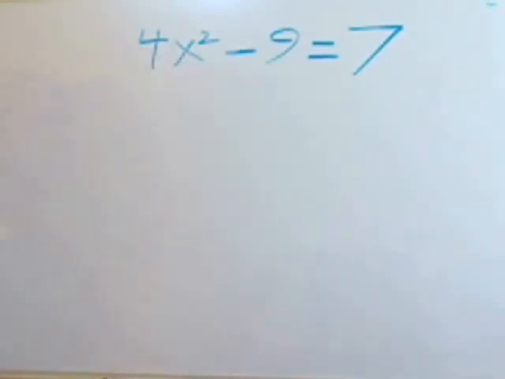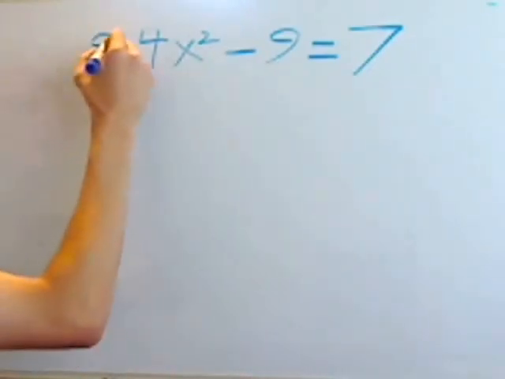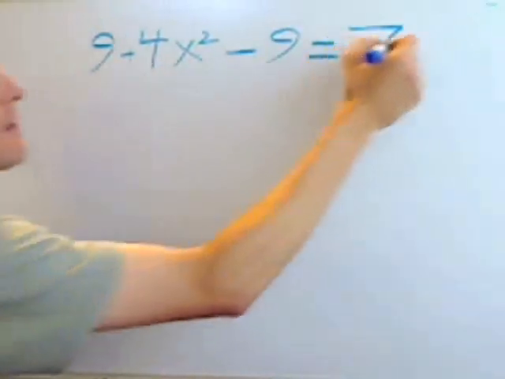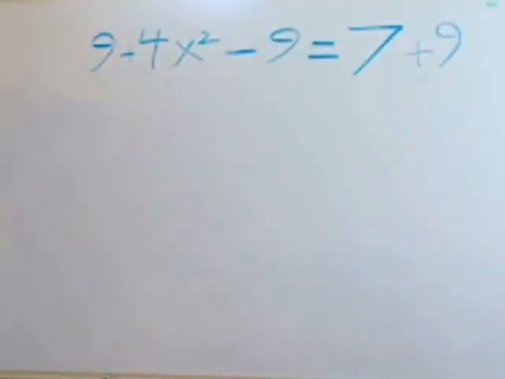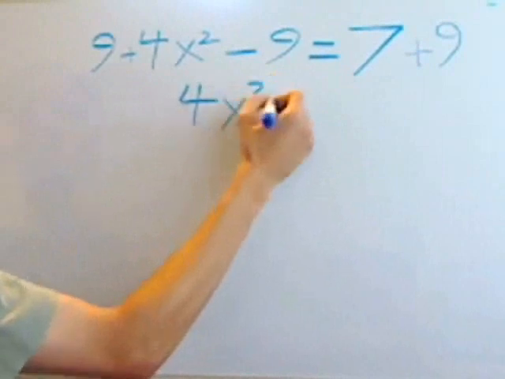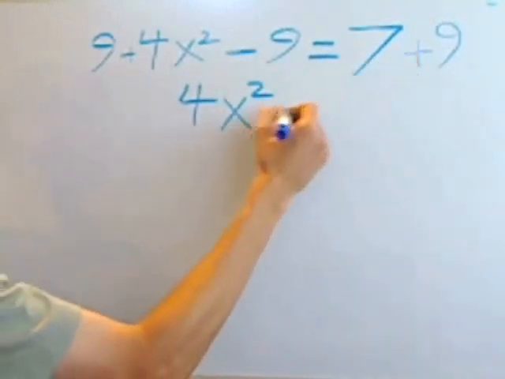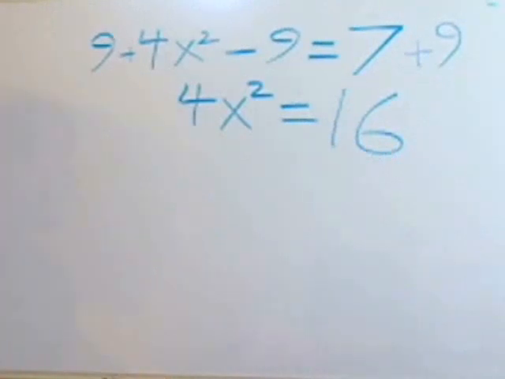So what we're going to do first to do that is add 9 to both sides. So let's go ahead and add 9 to both sides of this equation here. 9 minus 9 is 0, we're left with 4x squared. 7 plus 9 is 16. So we're left with 4x squared equals 16. So we're on our way here.